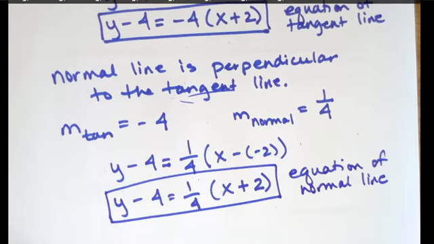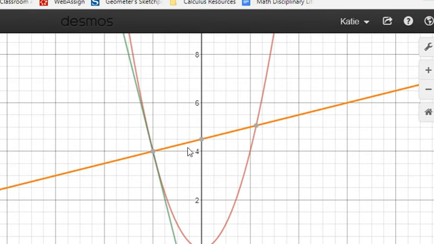That will look like the orange line that is here. So I have my parabola, I have my tangent line that's in green intersecting my graph at one point, and then I have the normal line that is perpendicular to the tangent line. So those are three different things that you may be asked to find related to a derivative. You may be asked to find the slope, you may be asked to find the equation of the tangent line, and you may be asked to find the equation of the normal line.